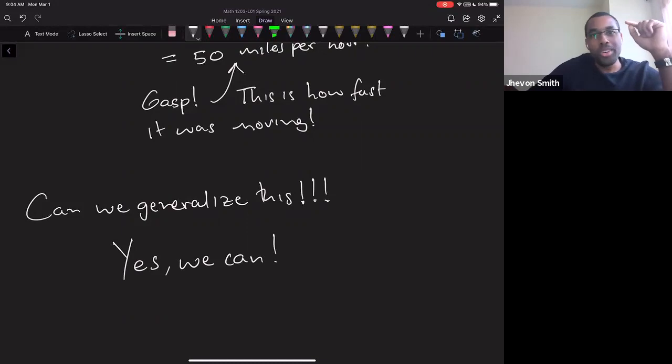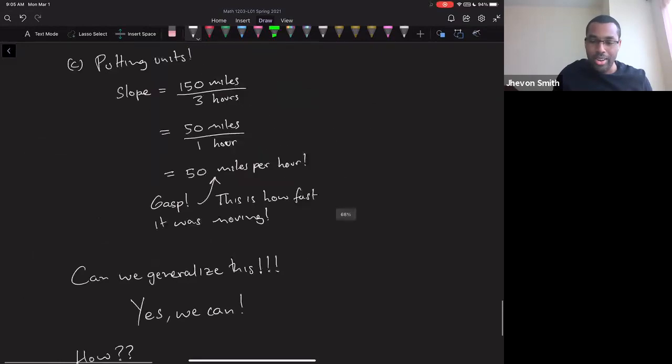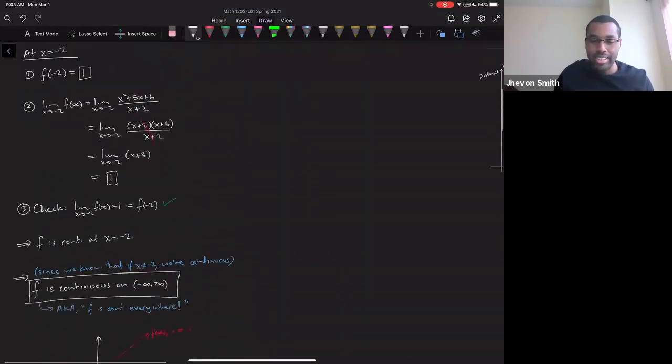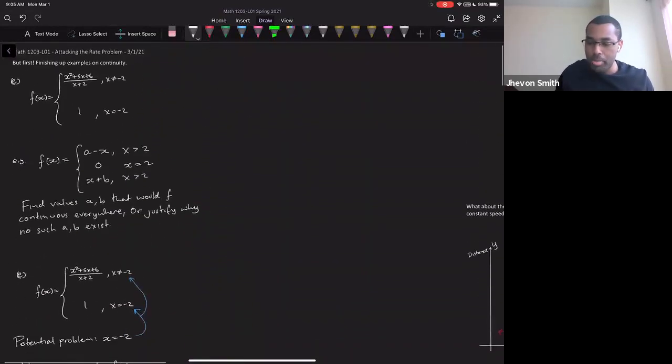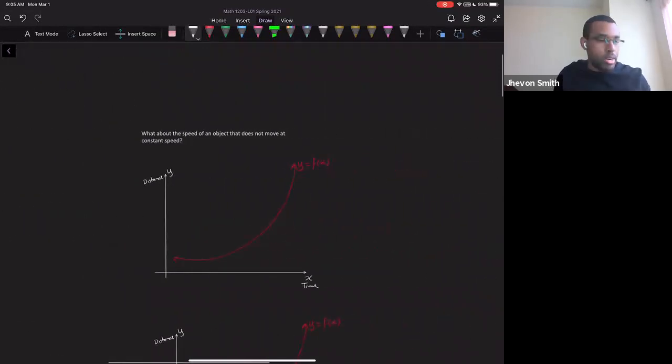Okay, so we can actually generalize this. Now the question is how? How do we do it, Captain? That's what we're going to figure out now. Because if we can generalize this to any object moving at any random speed it wants to, at any time it wants to, dude, that is solving the rate problem.